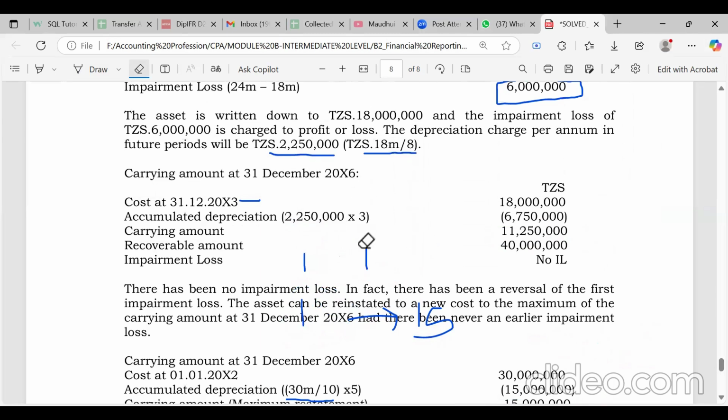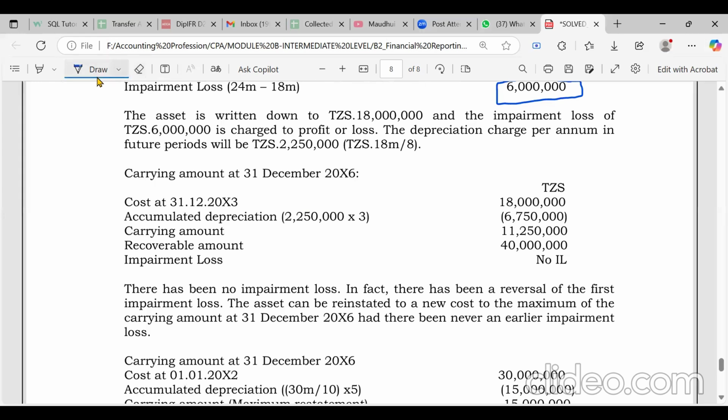Initially, we reduce the value of the asset, right? But right now we have conditions which show us that we have to raise back the value of the asset. We do not add that figure. We add it up to that figure, not adding that figure, right? So this is what I would have done. I would have said, okay, my carrying amount is 11.25, but I can only recover it up to 40. It's not like I can add 40. No, I can only increase it.